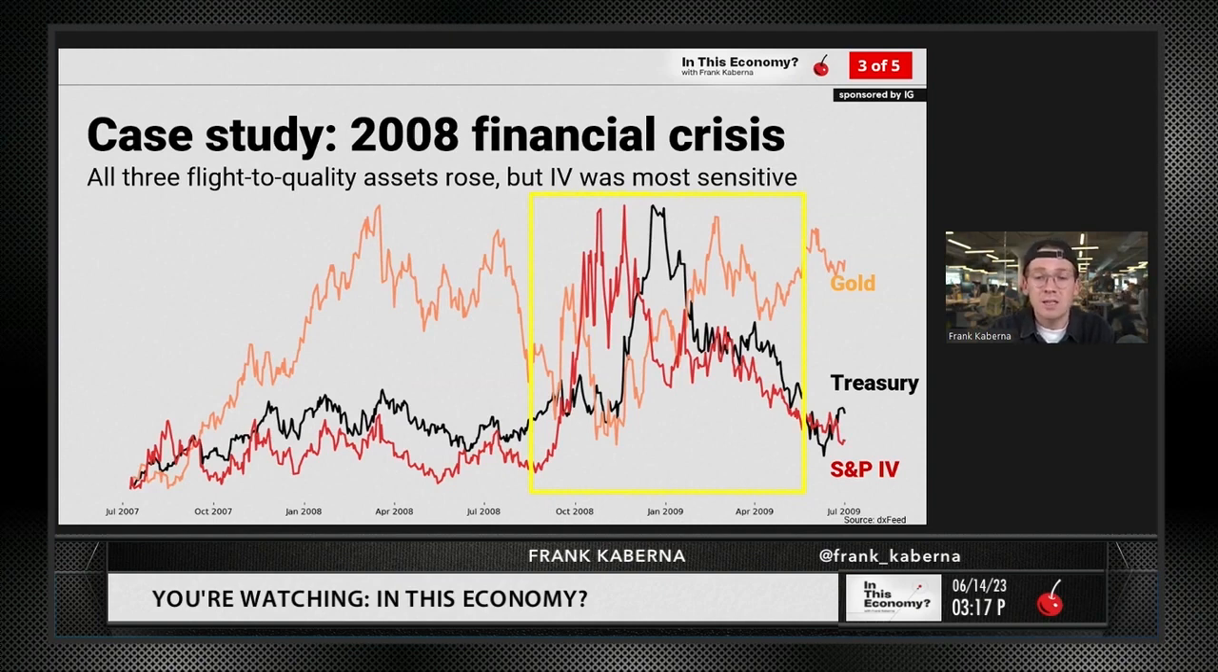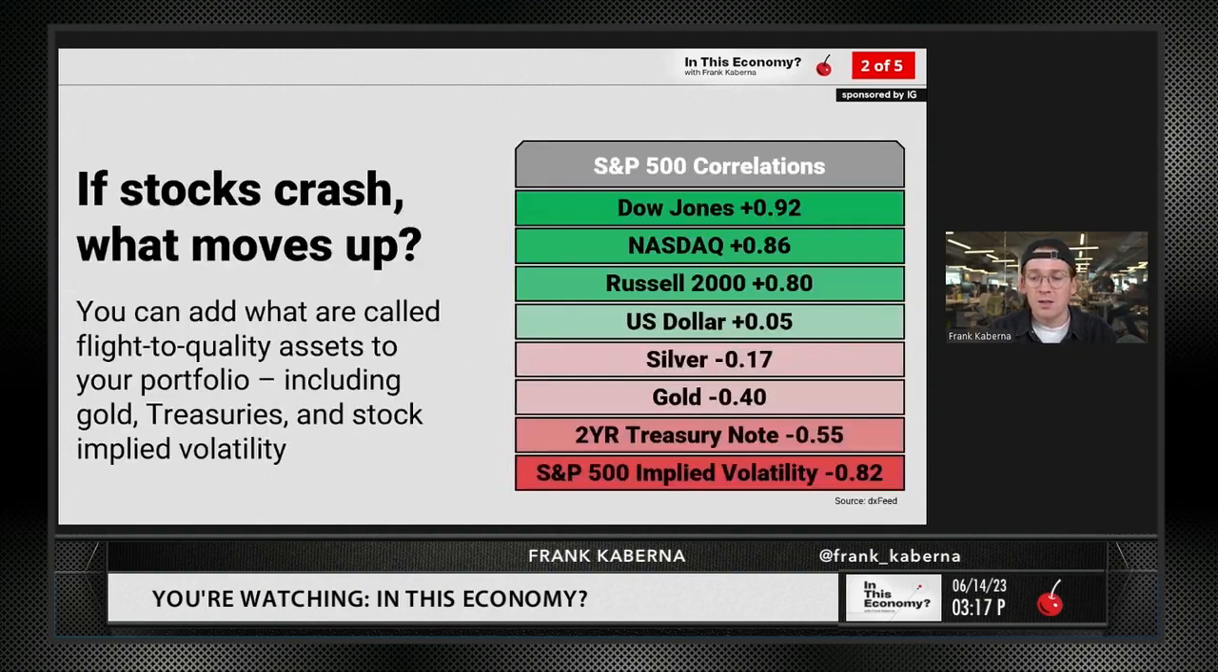And you can see that throughout this period, all three of these markets shot up, especially in the fall of 2008 when the stock market really started to crash. But they did so to varying sensitivities. And that's what that correlation told us, which is that red line, the S&P 500 implied volatility, it had, if I just go back really quick, the strongest negative correlation to the S&P.